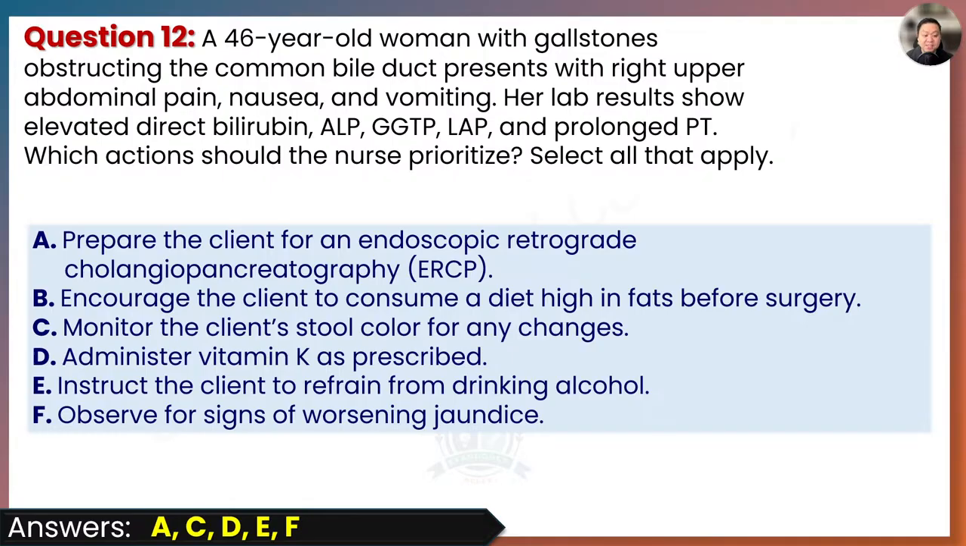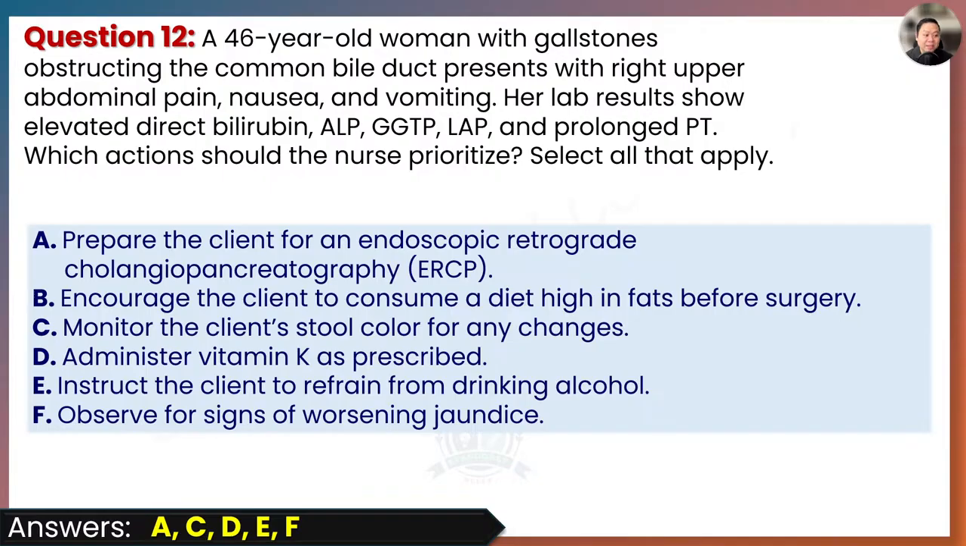We know that jaundice is a manifestation of bile duct obstruction, and the elevated direct bilirubin levels that we are seeing in the scenario indicate that there is obstruction, right? So we need to observe the client for worsening symptoms, maybe dark urine or yellowing of the skin. These are very important assessments to identify if the condition is worsening or progressing.